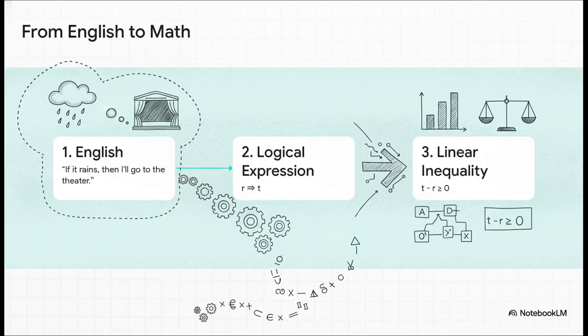This slide just brilliantly shows how that translation works. So look at step 1. We start with a simple sentence in plain English. If it rains, then I'll go to the theater. Simple enough. Then in step 2, we turn that into a logical expression. Let's say R is our binary variable for rain and T is for theater. The logic is R implies T. Now for step 3, the really clever part. That logic can be converted directly into a linear inequality that a computer totally gets. T minus R has to be greater than or equal to 0. And just like that, the computer understands the rule perfectly, just through math.